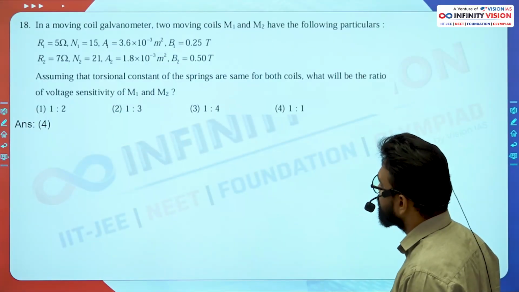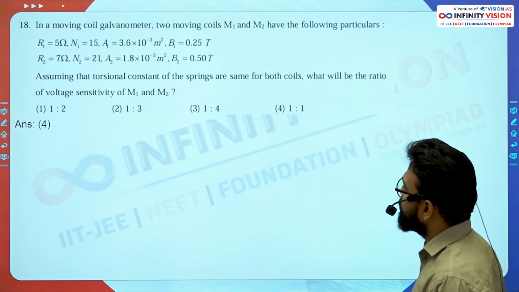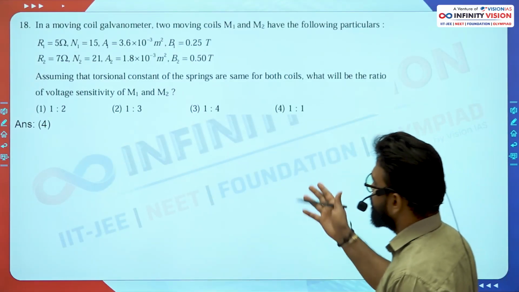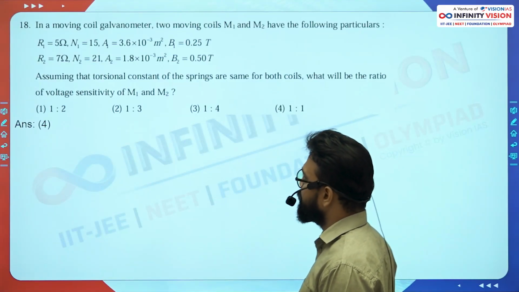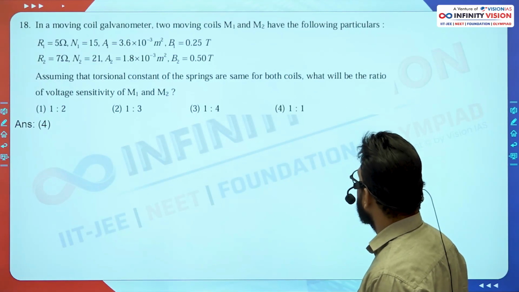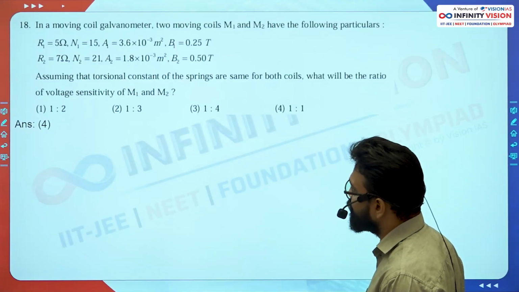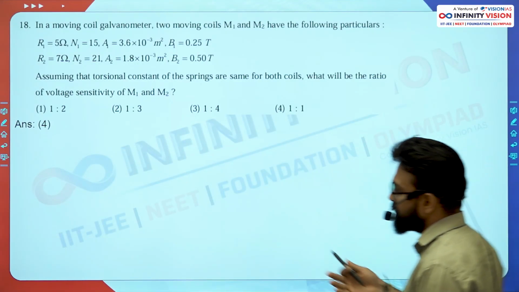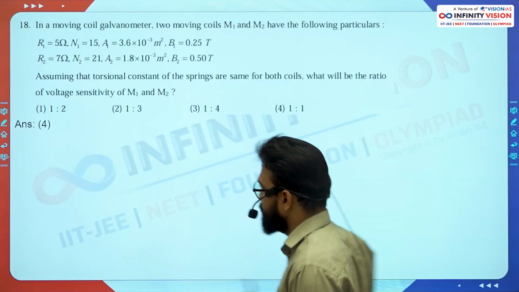Next, in a moving coil galvanometer, two moving coils M1 and M2 have the following parameters. Assuming the torsion constant of the spring are the same for both the coils, what will be the ratio of voltage sensitivity of M1 and M2 galvanometer?